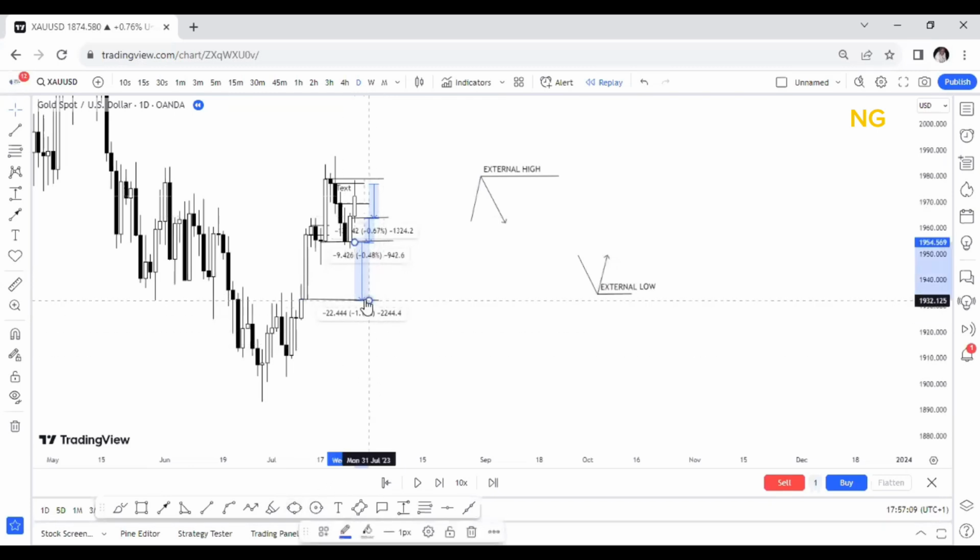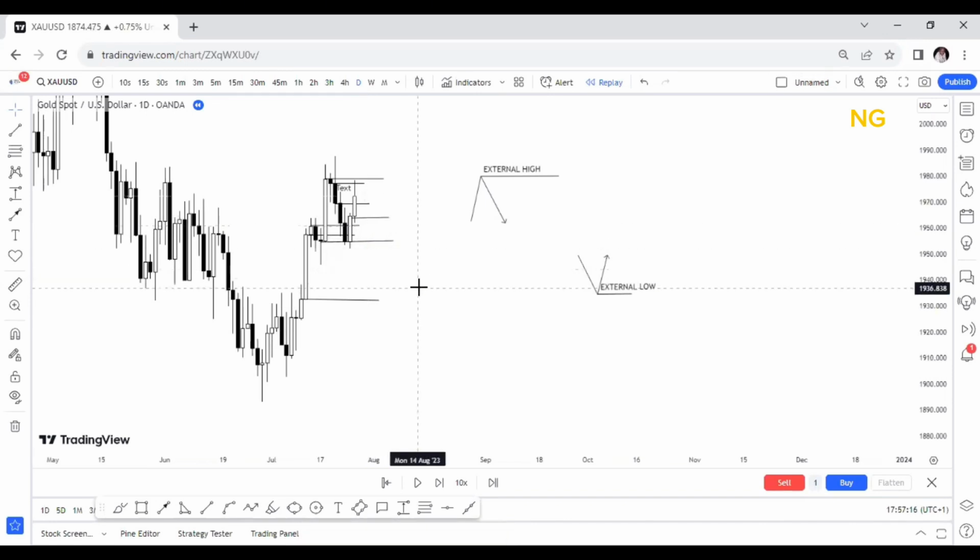So let me remove all this so you can see the way it will be coming down, taking out a fresh level, pulling back, taking out another fresh level, pulling back, taking out another fresh level.